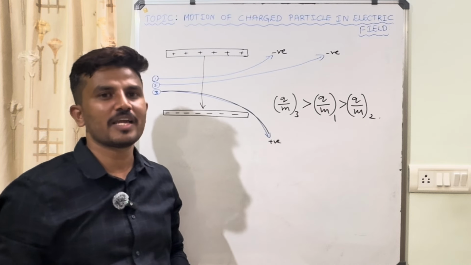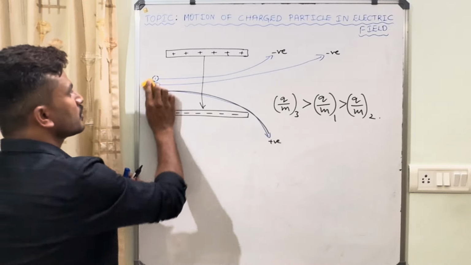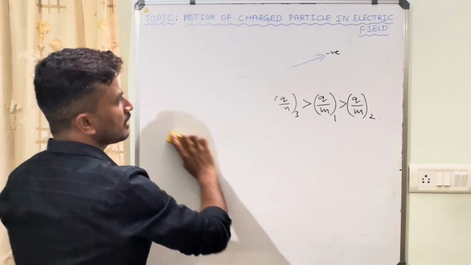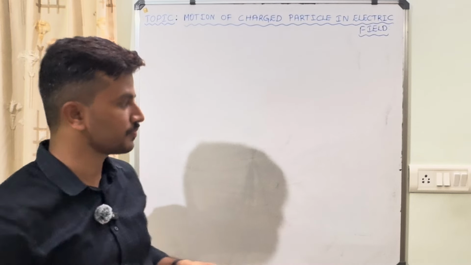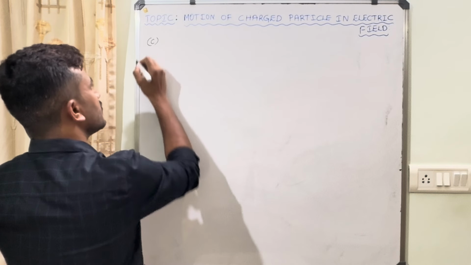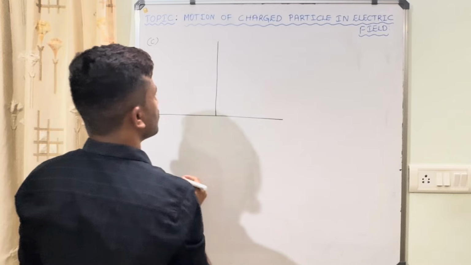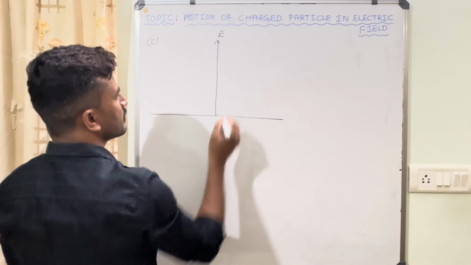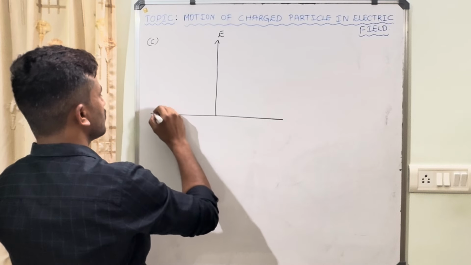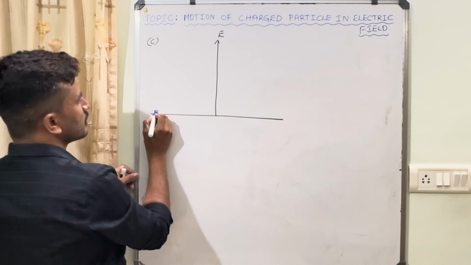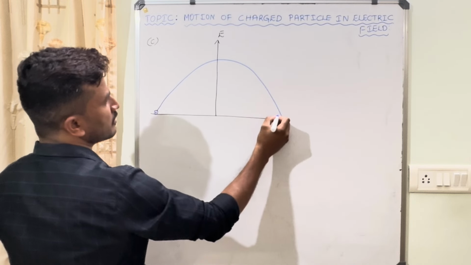At last we have one more important JEE Mains topic, that is, projectile motion of a charged particle in an electric field, when the charged particle enters a perpendicular electric field. Let me discuss this. See, here there is an electric field like this. Now if I throw a positive charge in this direction, what happens? It will move in this direction.